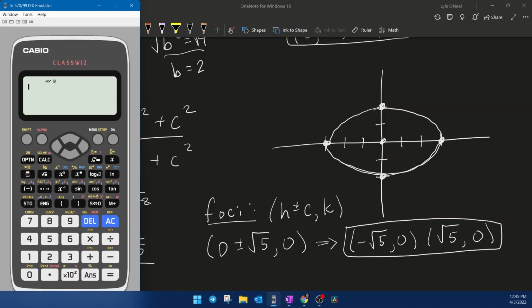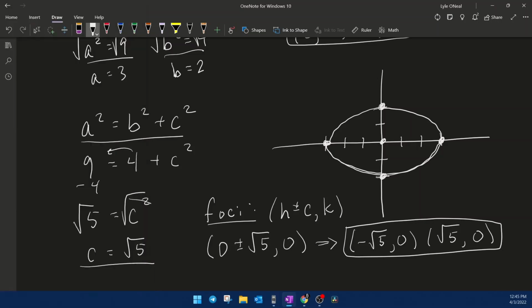Luckily, we have our calculator handy. We're going to estimate the square root of 5 to the nearest tenth, and that would be 2.2. Approximately 2.2 left and right of the origin. So 2.2 is going to be about here and here. Those would be the foci.